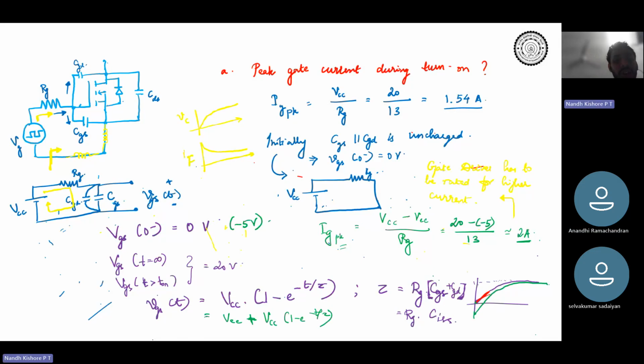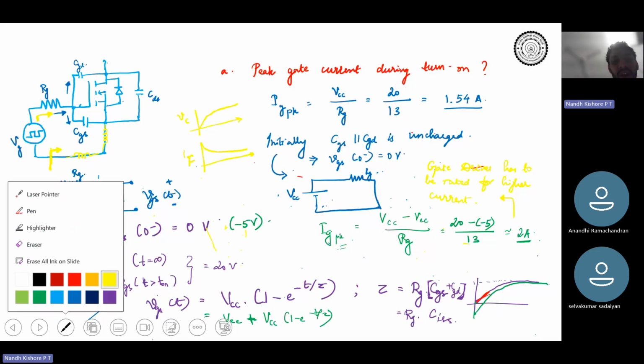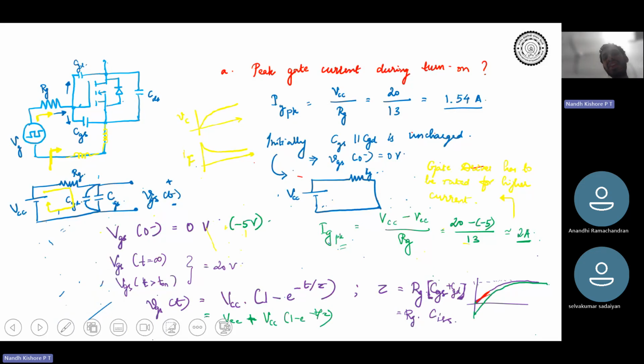So do you understand this? You agree with this, right? When the capacitor is initially uncharged, there will be peak gate current, and as the capacitor goes on charging, the current would go on decreasing. Yeah, so I think this is fine.